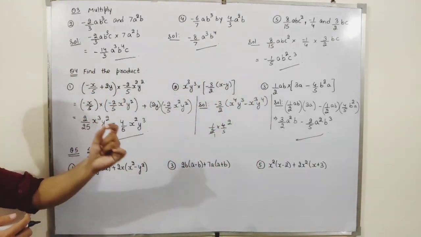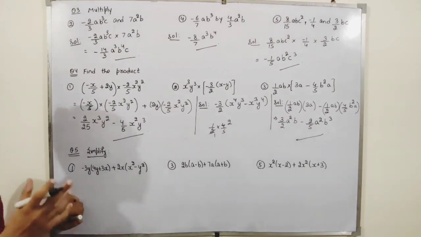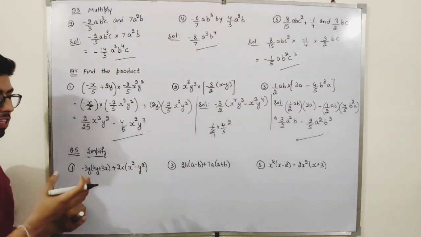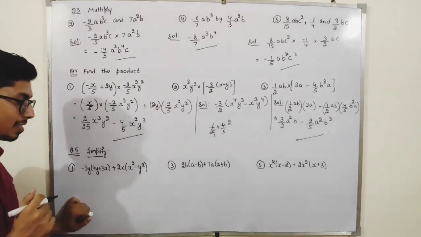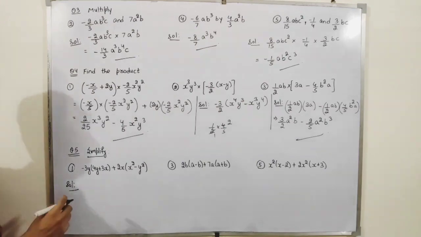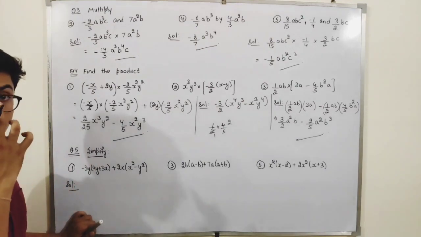Okay, students. Now moving forward to question number 5. Question number 5 consists of 5 parts, and out of these 5 parts, I am discussing 3 parts. In the first part, I have to simplify them. Simplify means I have to just give the simplest answer.